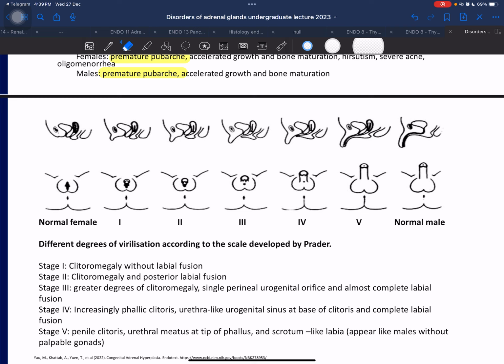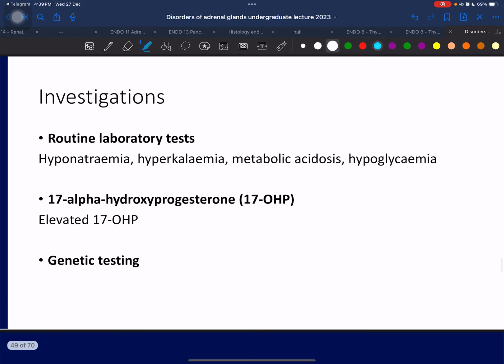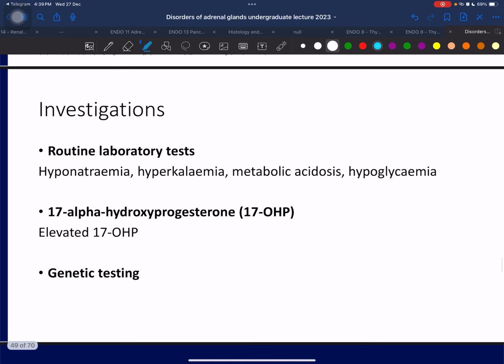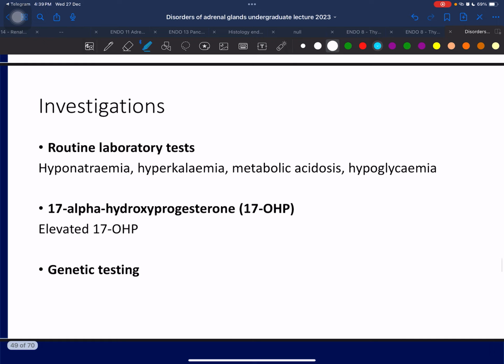Okay. What are the routine investigation tests you do for patients with CAH? You would expect to see hyponatremia because the patient has no aldosterone, right? Cannot retain salt. But no salt retention, excessive potassium retention, hyperkalemia, coupled with metabolic acidosis, and hypoglycemia because the patient has insufficient cortisol to maintain glucose homeostasis.